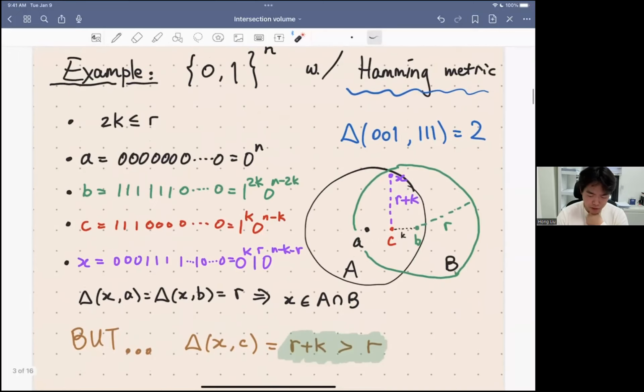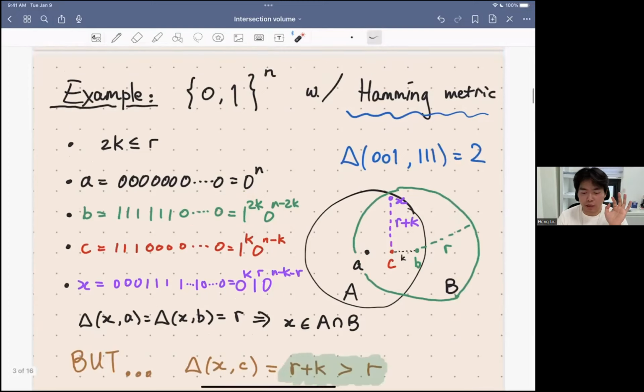Let's consider this specific example. Take two integers, k and r, so that 2k is at most r. Now I take this black ball centered at point A, and the green ball centered at point B. A is the origin, which I will write as 0^n. B, I will write as 1^{2k} 0^{n-2k}, meaning the first 2k positions are 1 and the rest are 0. By symmetry, let's try to do the same thing as what we did in the continuous setting, right?